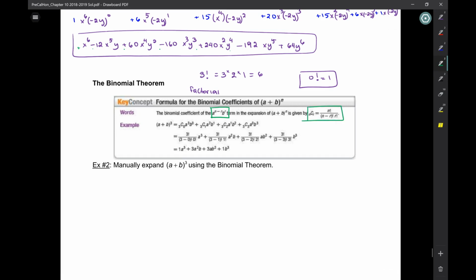So to generate any of the coefficients, this is the formula you use. n factorial over n minus r factorial, r factorial, all right?